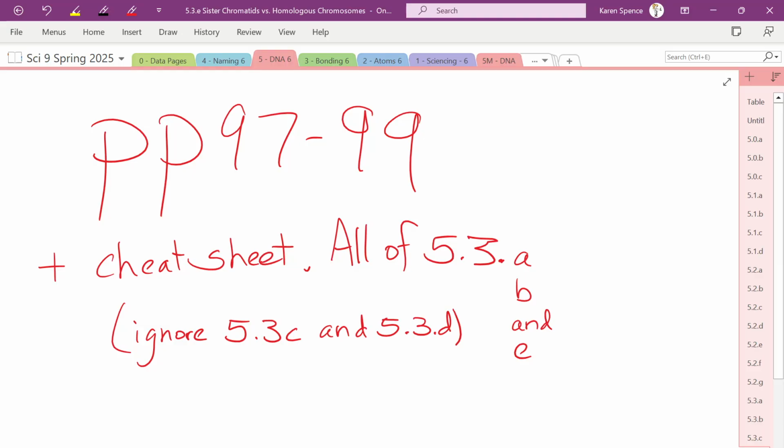And if anyone needs paper for their cheat sheet, there's paper here.